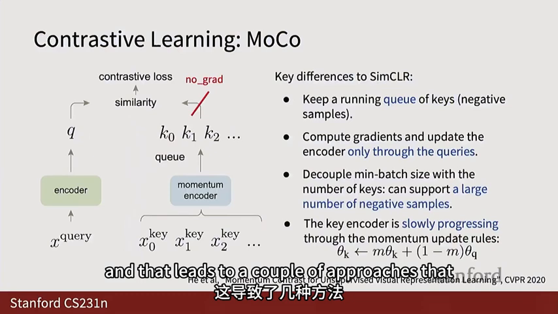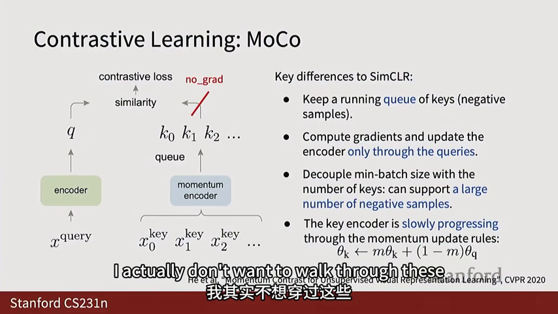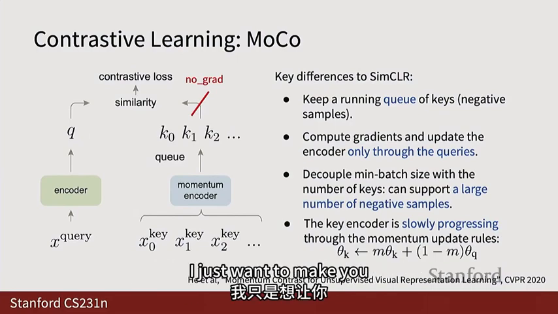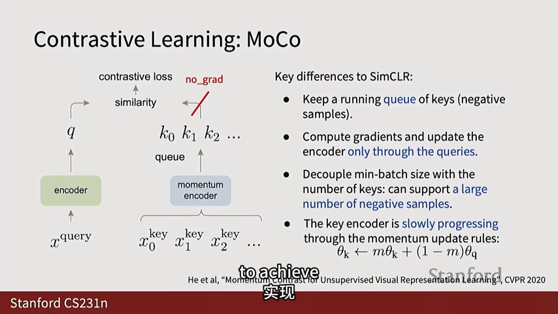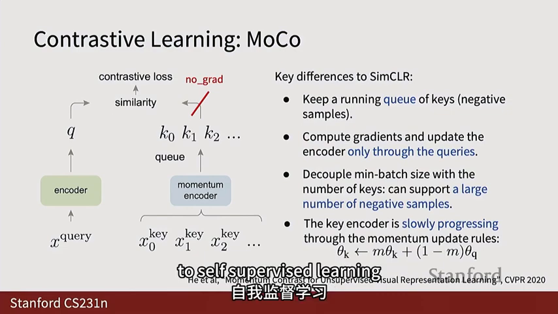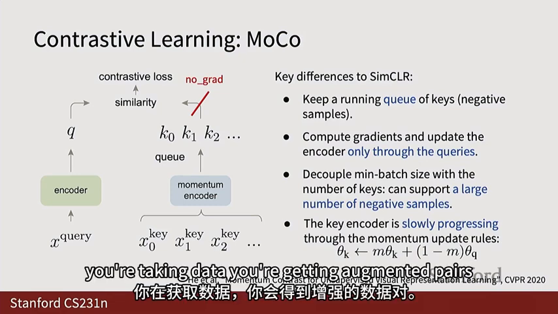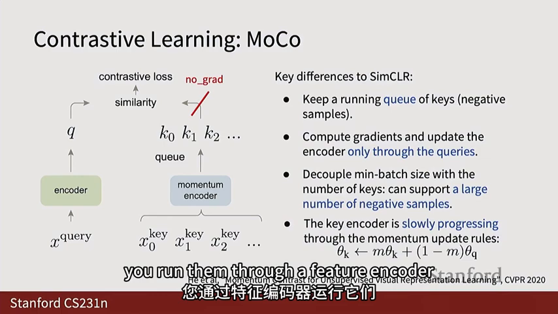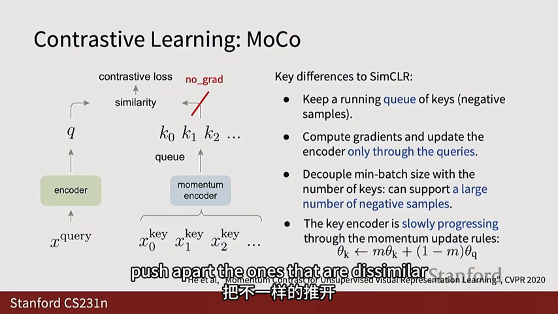And so that leads to a couple of approaches that I don't want to go into too much detail on. I actually don't want to walk through these and tell you exactly how they work. I just want to make you aware of their existence and give you the general flavor of what they're trying to achieve. So in this MoCo, or momentum contrast, approach to self-supervised learning, the setup is very similar to what we just saw in SimCLR. You're taking data, you're getting augmented pairs, you run them through a feature encoder, you want to pull together the ones that are similar, push apart the ones that are dissimilar.